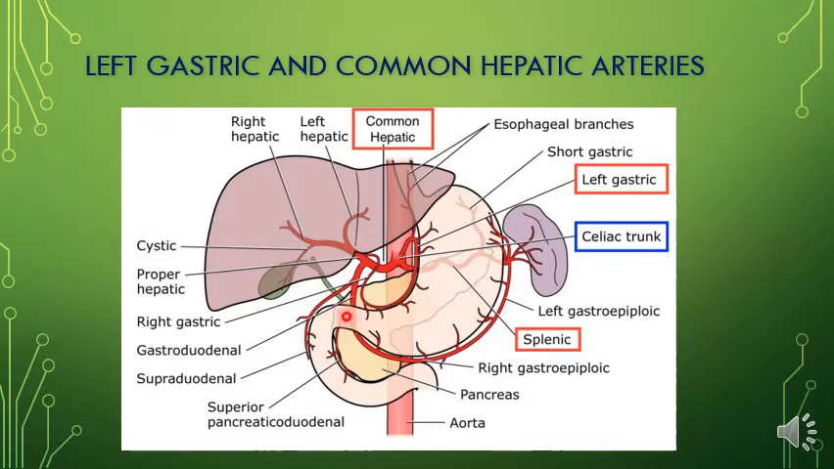It goes behind the first part of the duodenum and lodges in a groove at the junction of the anterior surface of the head and neck. Here this is the head of the pancreas and this is the neck of the pancreas. In between them there is a groove for the gastroduodenal artery. And on reaching the lower border of the duodenum here, the gastroduodenal artery divides into a superior pancreaticoduodenal artery. So here we can see the superior pancreaticoduodenal artery, and what is the other artery?